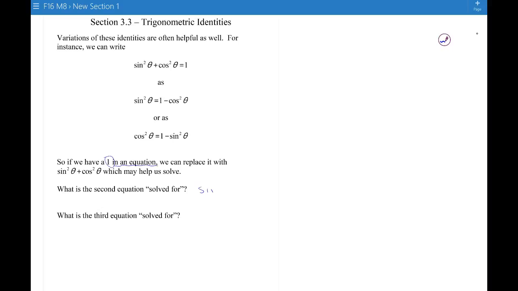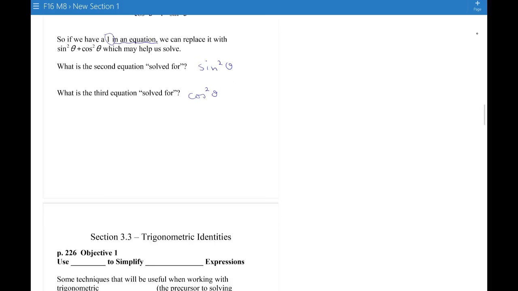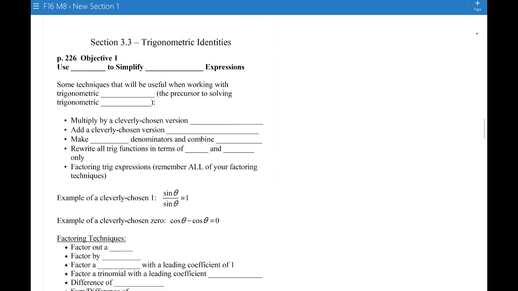So what is the second equation solved for? It's solved for whatever's by itself on one side. So it's solved for sine squared of theta. And the third equation is solved for the cosine squared of theta. So get used to rearranging these, manipulating them so that you can use whichever form is the most helpful for what you're trying to accomplish.